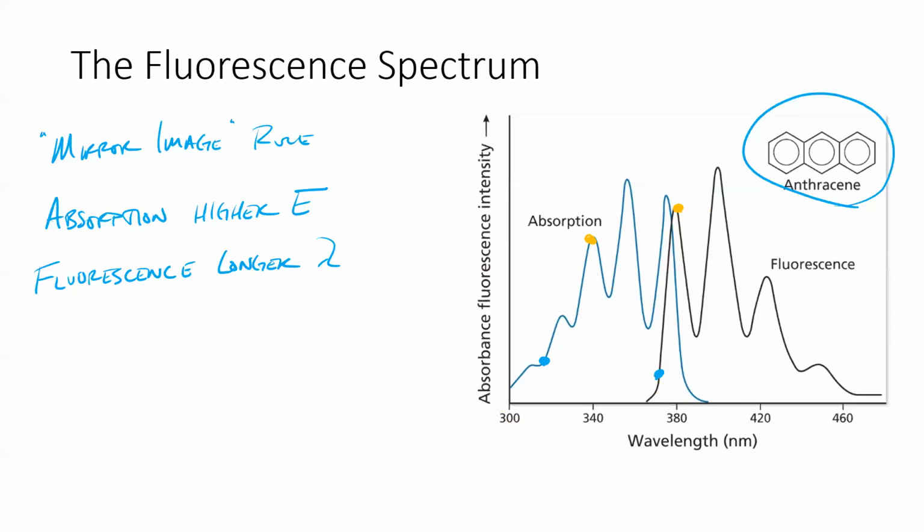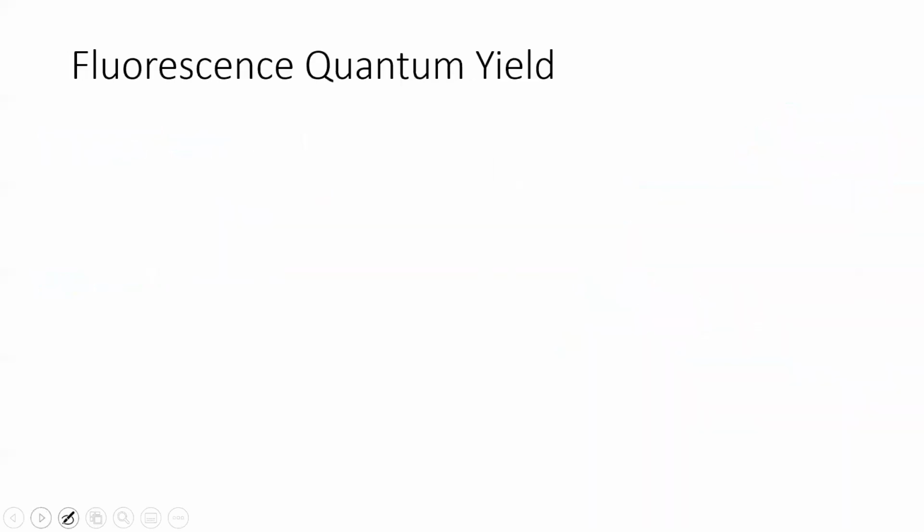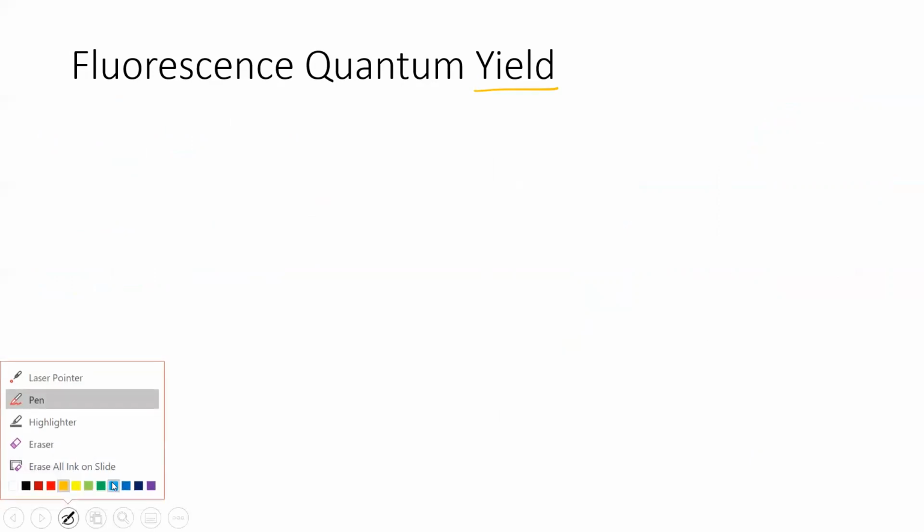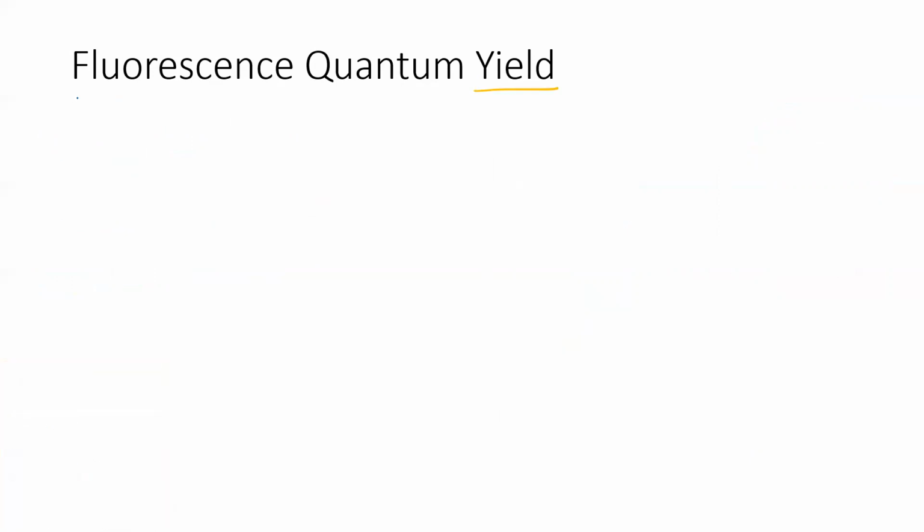Okay. Yeah, let's move on. So, fluorescence quantum yield. This is a big deal when you talk to people who do fluorescence. This is essentially a yield. And so we're talking about how many photons do I get out for every photon that I put in? That's essentially what we're looking at.